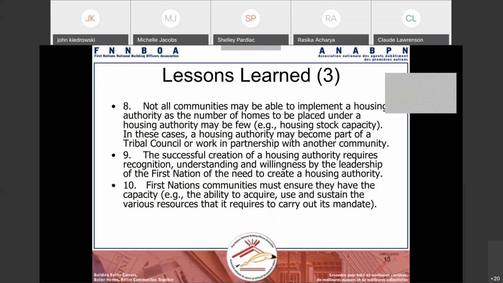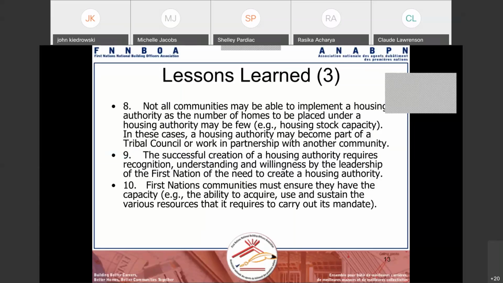So one thing we also learned, not all communities are able to implement a housing authority. Why? Because usually a housing authority off reserve is responsible for many, 30, 40, 50, 60 homes. In a lot of the smaller communities, there's just not enough homes to place in a housing authority. Basically, the housing stock is really low. In these cases, however, what we've learned is that a housing authority can become part and parcel of a tribal council or work in partnership with other communities.